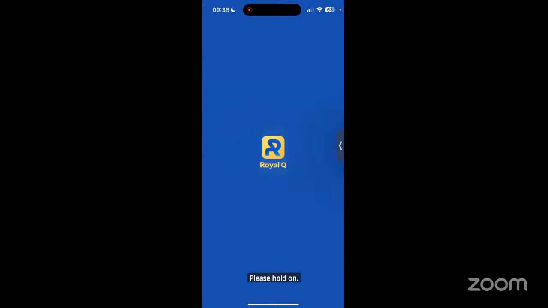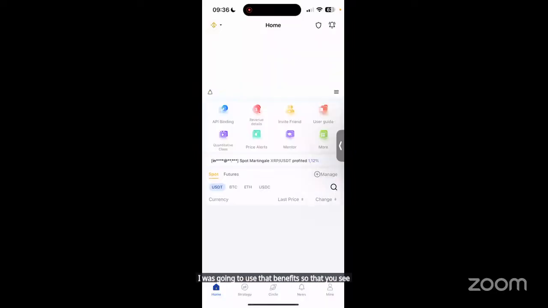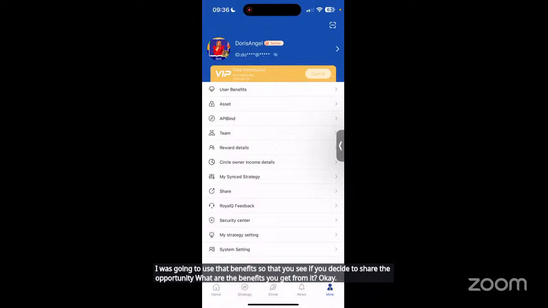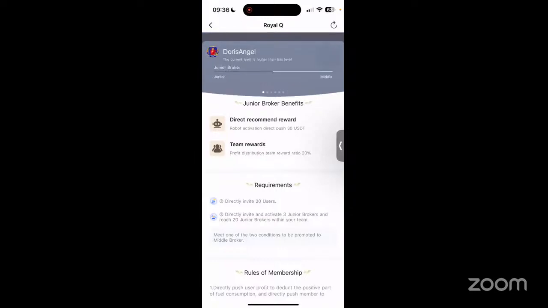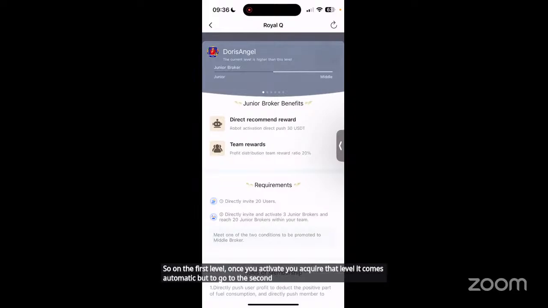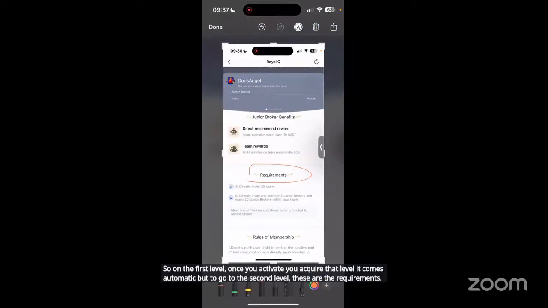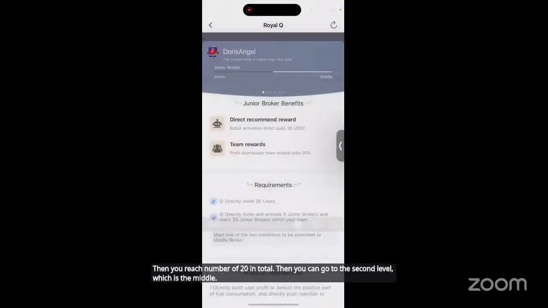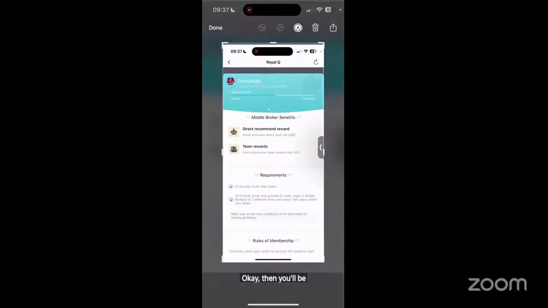I was going to user benefits so that you see, if you decide to share the opportunity, what are the benefits you get from it? Okay, let's go to user benefits. On the first level, once you activate, you acquire that level. It comes automatically. But to go to the second level, these are the requirements. Directly invite 20 if you want to do it alone, or directly invite 3, then you reach a total of 20, then you can go to the second level, which is the middle. Then you will be able to see the benefits of the middle as well.